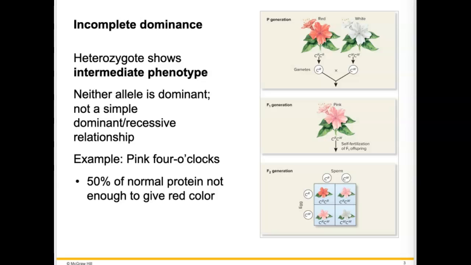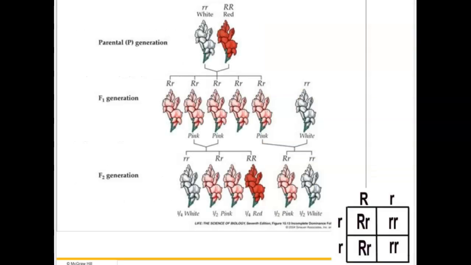In this case of incomplete dominance, the phenotypic ratios and genotypic ratios are identical. Let's look at an example of incomplete dominance. Let's say we have a pink flower and we want to cross it with a white flower. Would these parents be able to create red offspring?